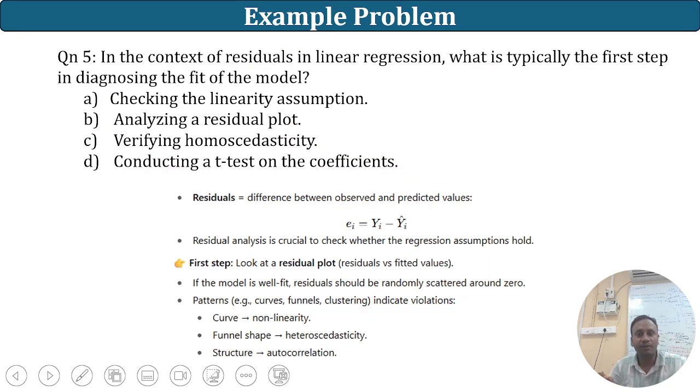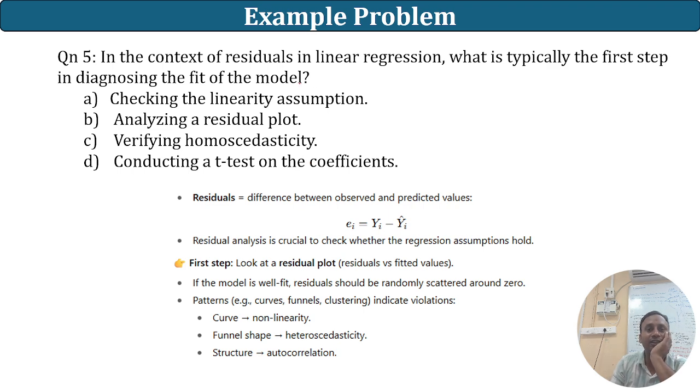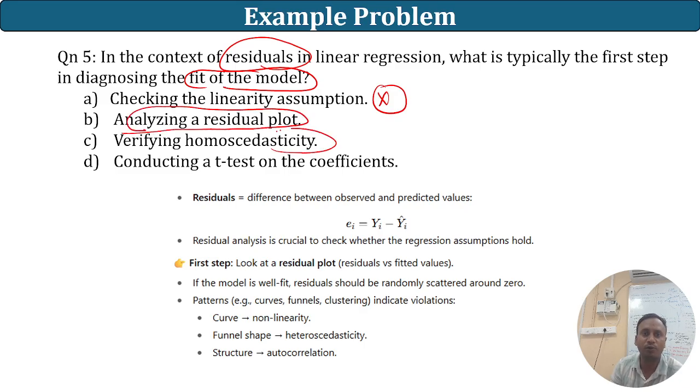What about the fifth one? Fifth: in the context of residuals in linear regression, what is typically the first step in diagnosing the fitted model? What do we have to do? Checking the linearity assumption is important, but it's not going to be the plot itself. For the context of residuals, we have to check the residual plot.